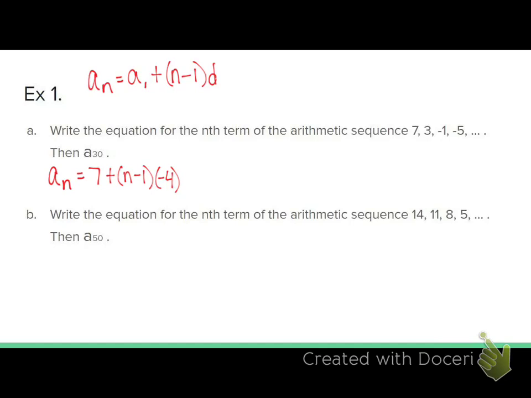So this is part of our answer. This is the equation we were looking for. So that's our equation. Now we have to find A sub 30. Before we do that, does anybody have questions about the equation? How do you get -4? Because on our sequence over here, every time we subtract 4, so we use a -4. Other questions?